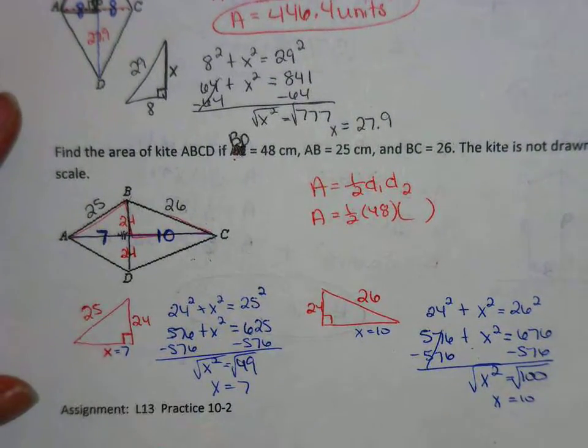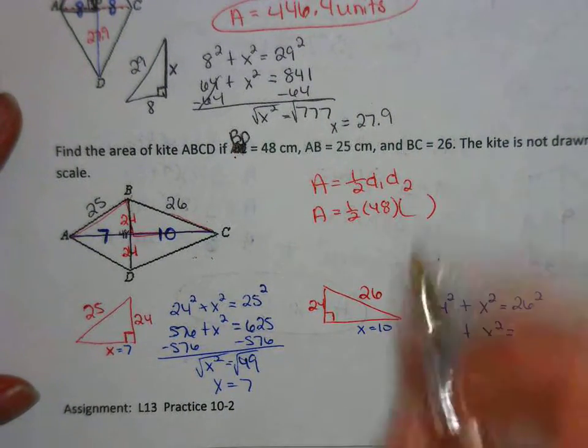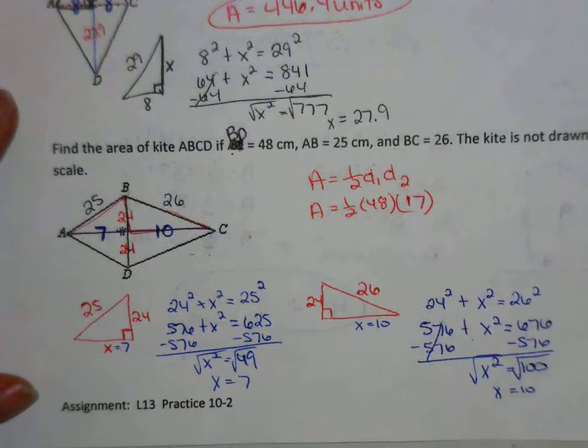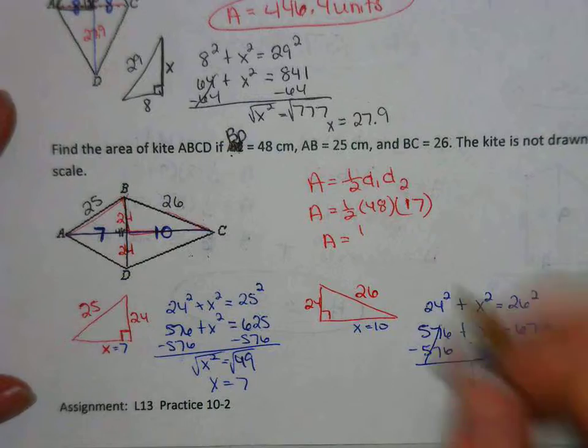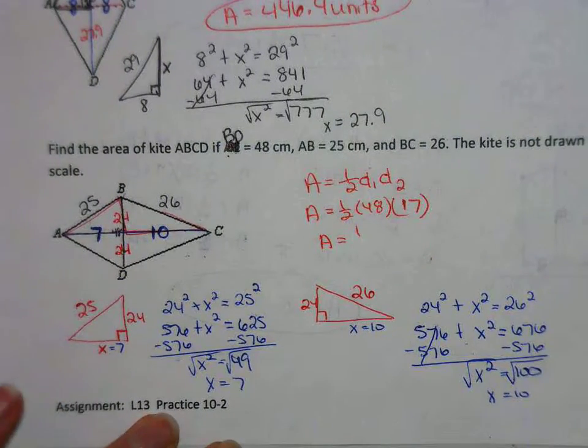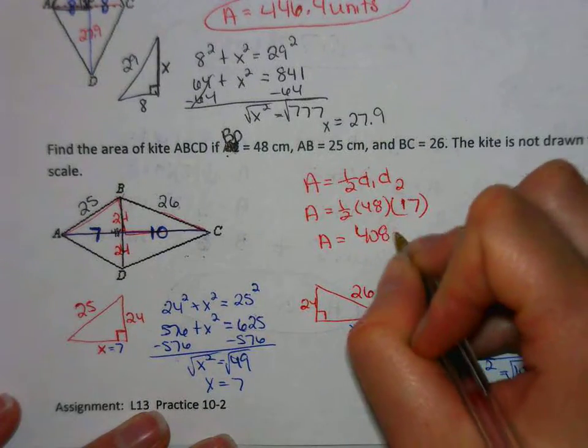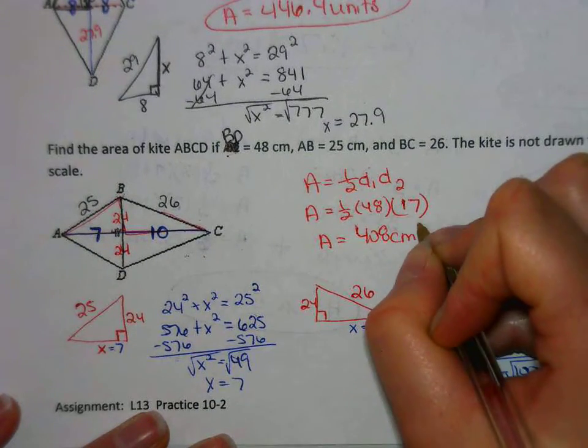So the whole diagonal from A to C is 7 plus 10, which is 17. Now we can finish finding our area. 1/2 times 48 times 17 will give us 408 centimeters squared.